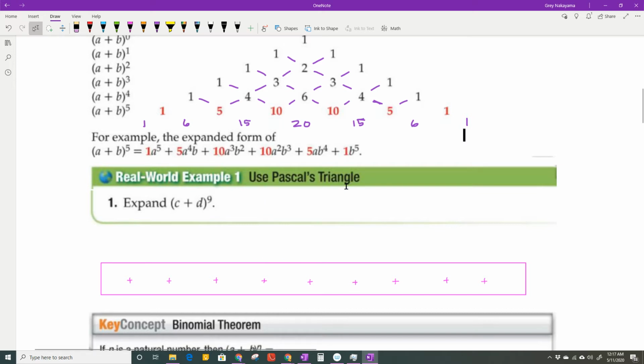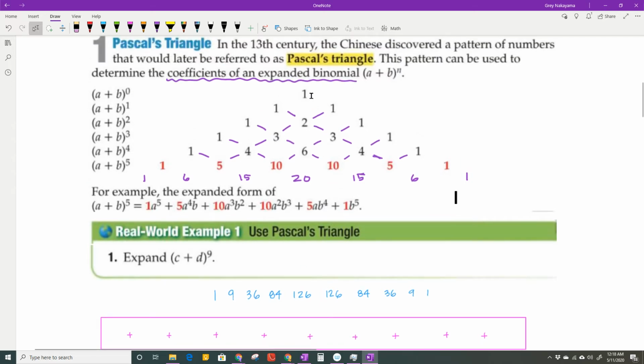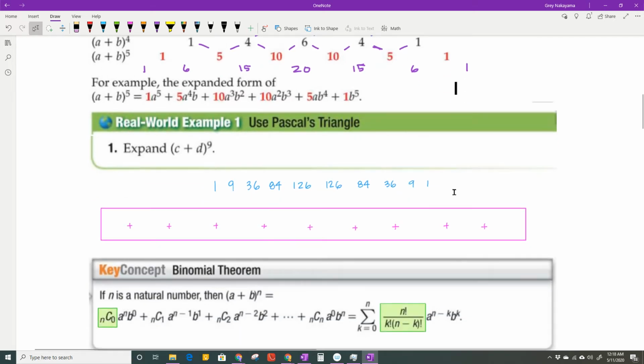Okay, use Pascal's triangle. So I'm going to go to Pascal's triangle. You could continue to get rows 7, 8, and 9, or you could look at Pascal's triangle and get the coefficients. Those are the numbers from the row. When we say the 9th row, that means the second number is a 9, because technically that's row 0. a plus b to the 0 is 1, because anything to the 0 power is 1. So this would be row 0, row 1, row 2, and so forth. So this is row 9.